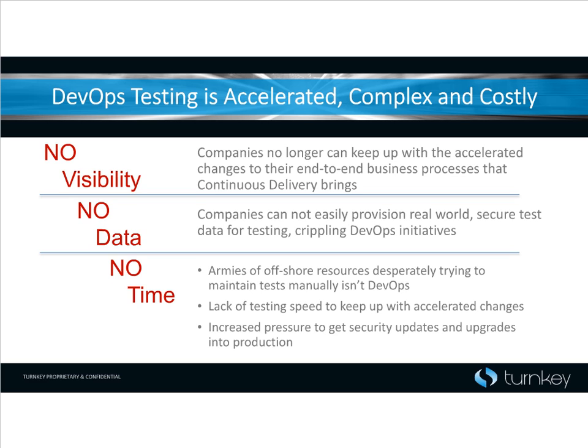So visibility becomes impaired somewhat without this optic view of what the entire business process is. Secondly, data and data provisioning, particularly secure data, becomes very challenging. And we're going to talk quite a bit about the role of test data and on-demand provisioning of test data and how it really is what I call the lifeblood or the oxygen of the process.